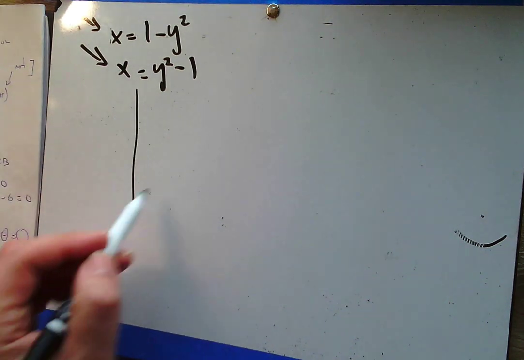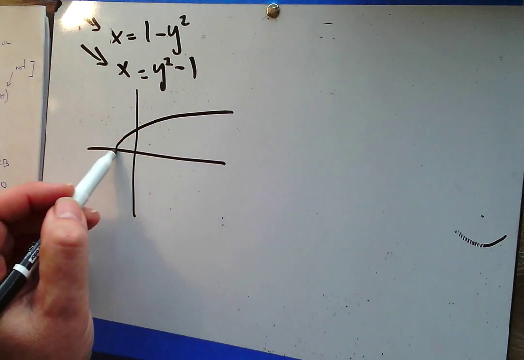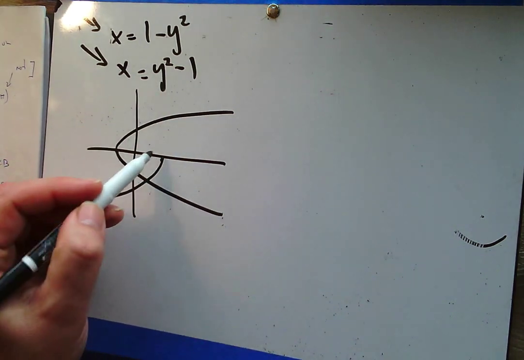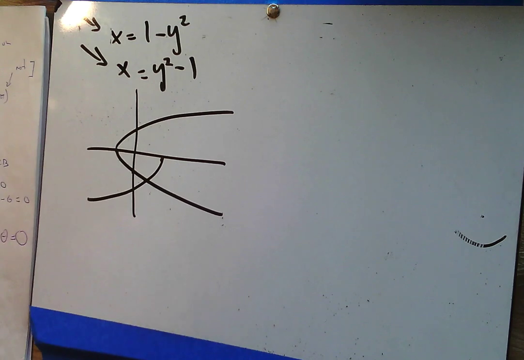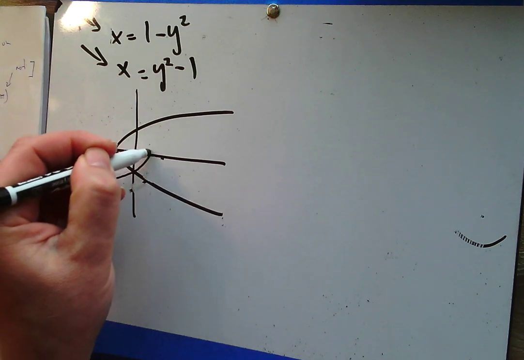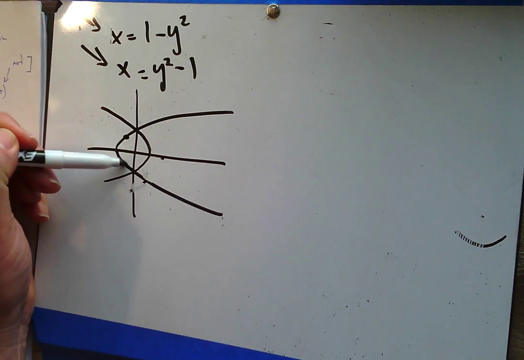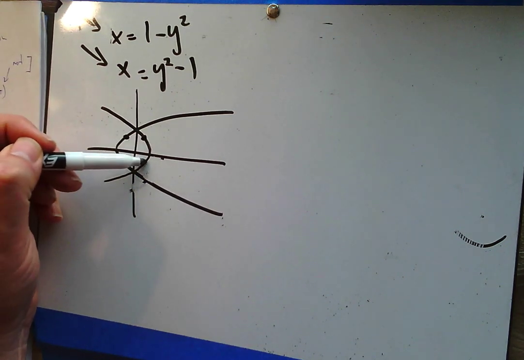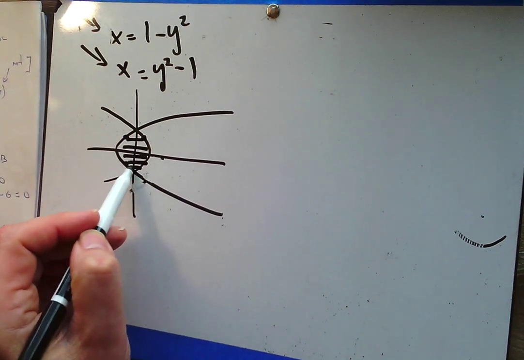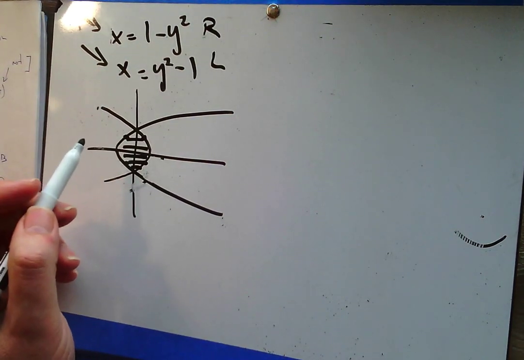So let's take a look at what this looks like. We have y squared minus 1. And we have 1 minus y squared. That's supposed to intersect over here. There we go. So I don't want to do top minus bottom because this is the same curve as this, and this is the same curve as this. I do want to do right minus left. So this one was the right one. This is the right, this is the left.